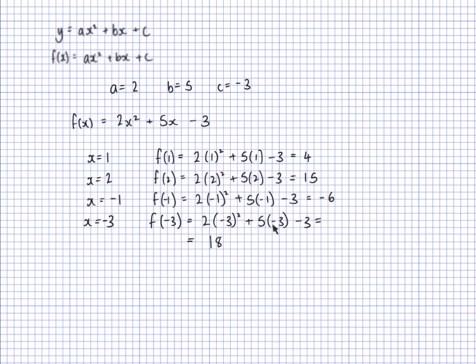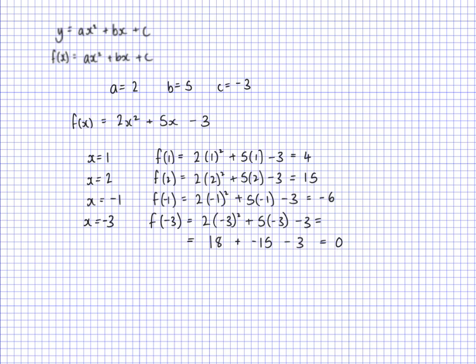5 times -3 is -15, and then take away 3. So I'll have add -15 take away 3, and this I can see gives me 0. 18 add a -15, that's 3. 3 take away 3 is 0. So x equals -3 mapped to 0.